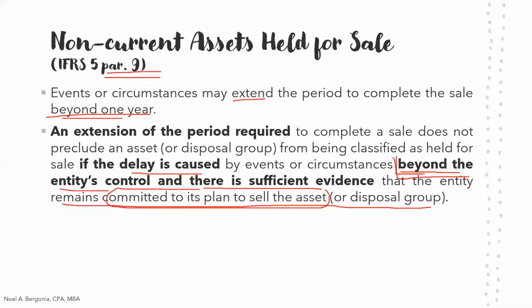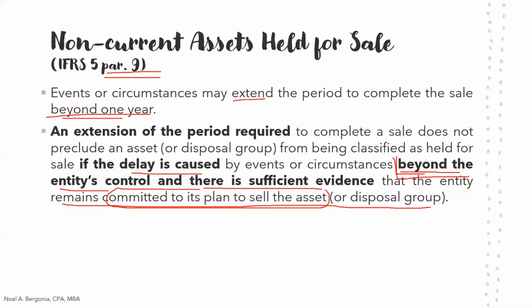Kung controllable naman po ito, so dahil lang baka mamaya nagbago lang intention ng management o kaya naman may problema on the part of the entity that they are in control of it pala. And there is an evidence na hindi naman beyond control ng entity yung nangyari, then ayun, it would affect the classification. Okay? So I hope that that is clear, ha? Again, if you do have questions, please let me know.